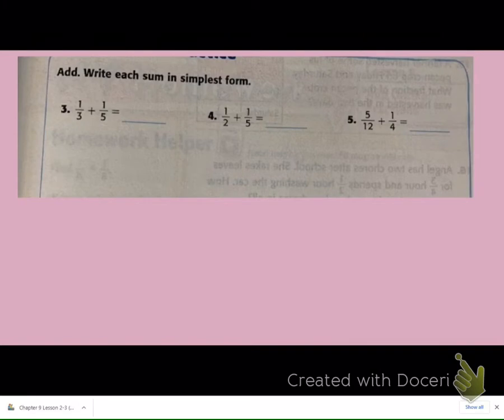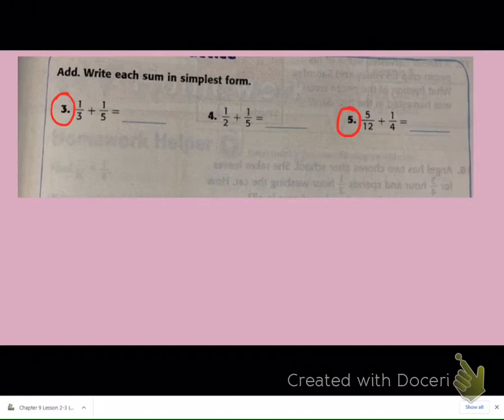All right, guys, I'd like you to try a couple of these problems. Try problem number 3 and number 5 for me. On a piece of scratch paper or in your notes, go ahead and work those two problems out. Pause the video now, and then come back for the solution to see if you got your problem worked out correctly.